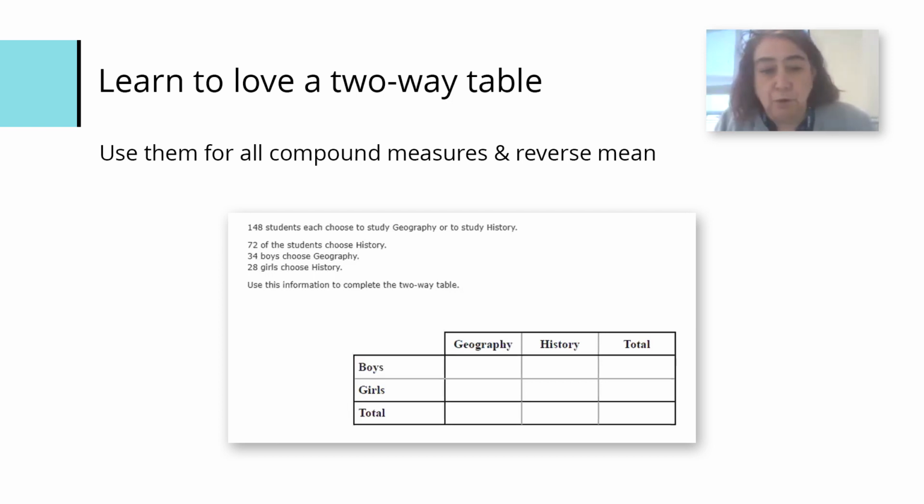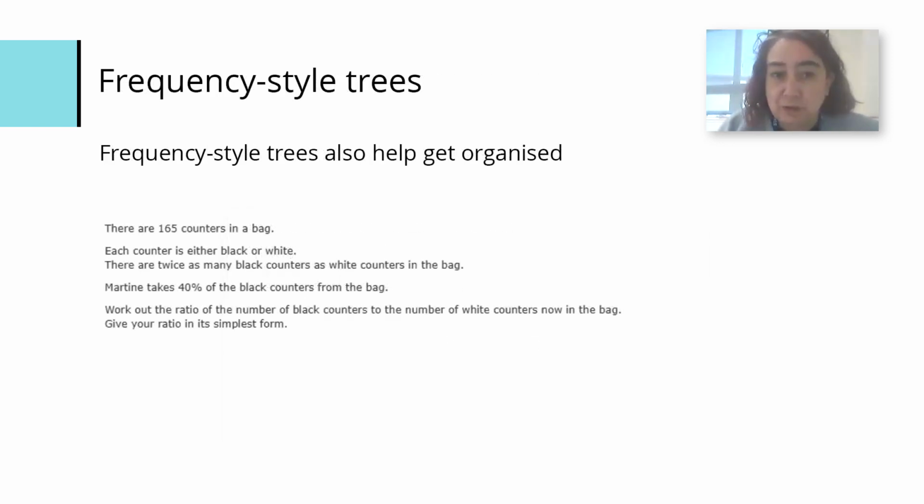But we use them for compound measures, those questions where the two-way table gets broken for certain rows, and I'd say to them, look, this is hard because for density we don't continue adding. That's a compound measure, so that row we've got to calculate it. Reverse means just getting organized, and it seems to help with students extracting information from exam questions. Absolutely love them. And then frequency trees.